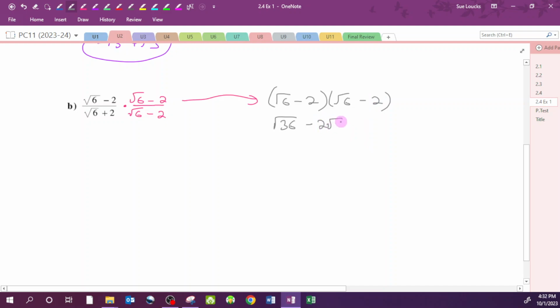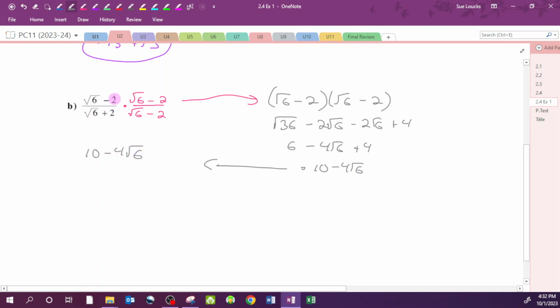Anyway, I now have 6 times negative root 2, that's negative 2 root 6. And then I have another negative 2 root 6. And then I have negative 2 times negative 2, which is plus 4. These do not cancel out this time. Be really careful about that. So this is going to be 6 minus 4 root 6 plus 4, which is going to be 10 minus 4 root 6.